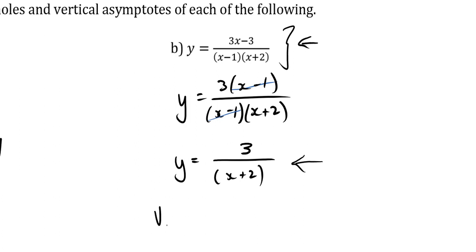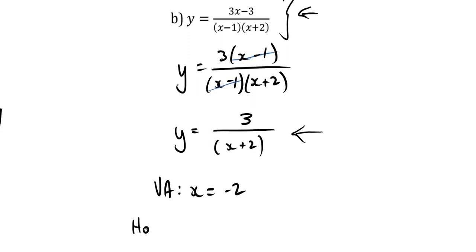And so our vertical asymptote, we only have one, occurs when x equals negative 2, because the other possible asymptote, I suppose, would have been that factor, but it is actually a hole. Okay, so a hole at x equals positive 1.